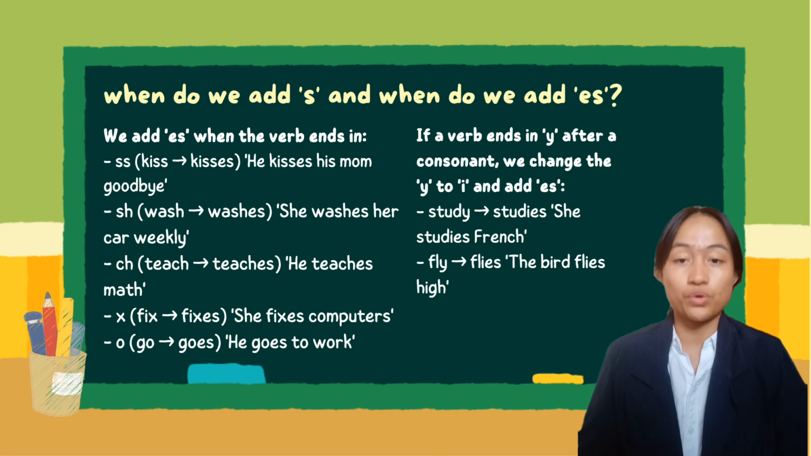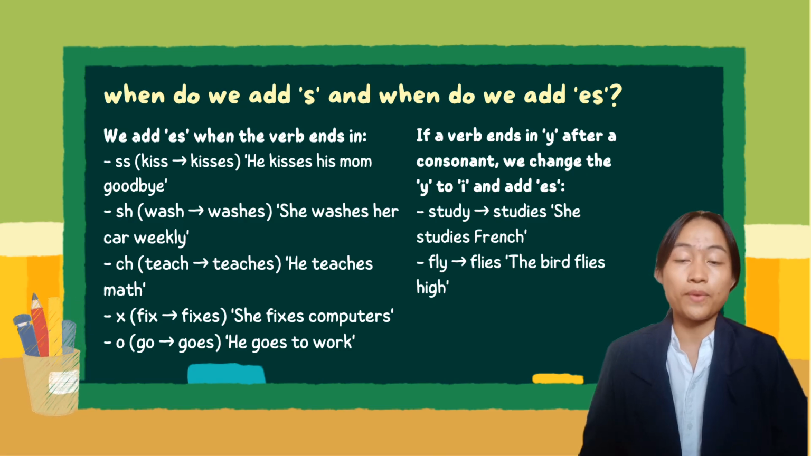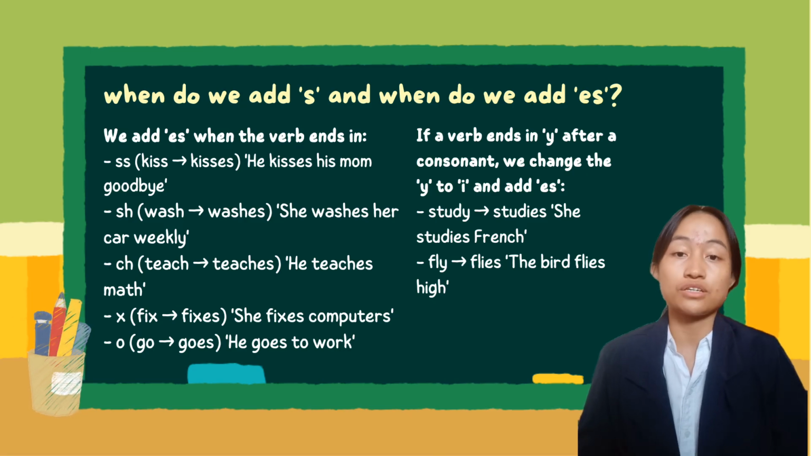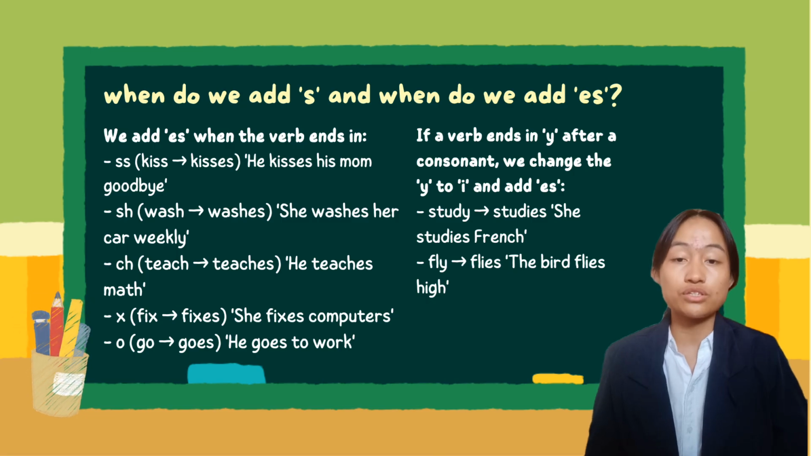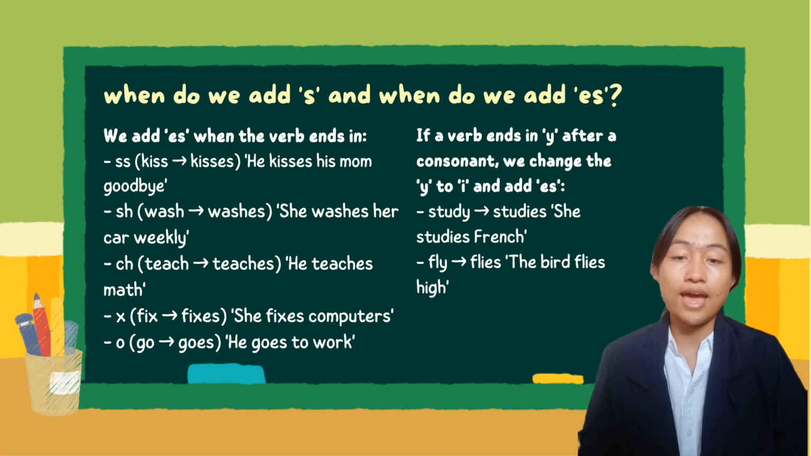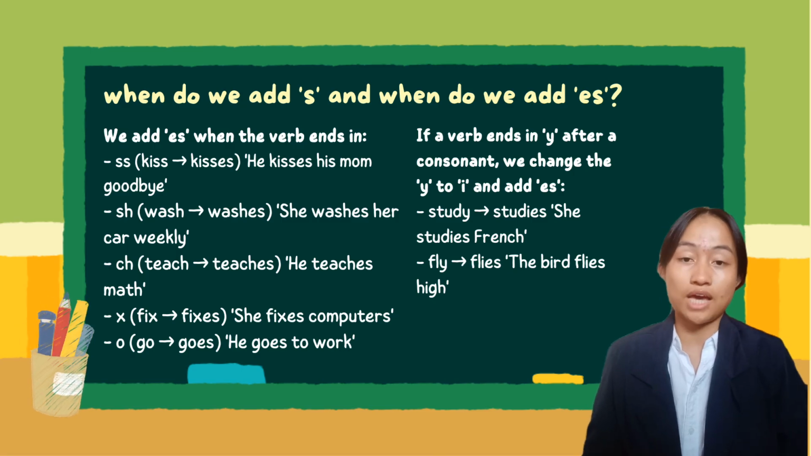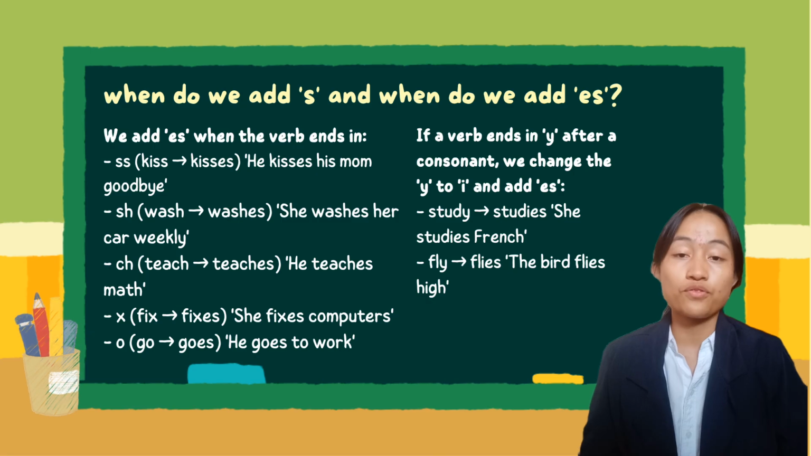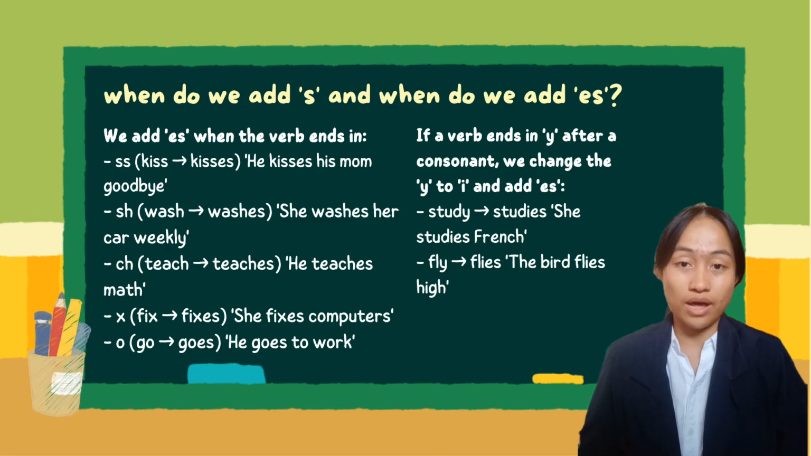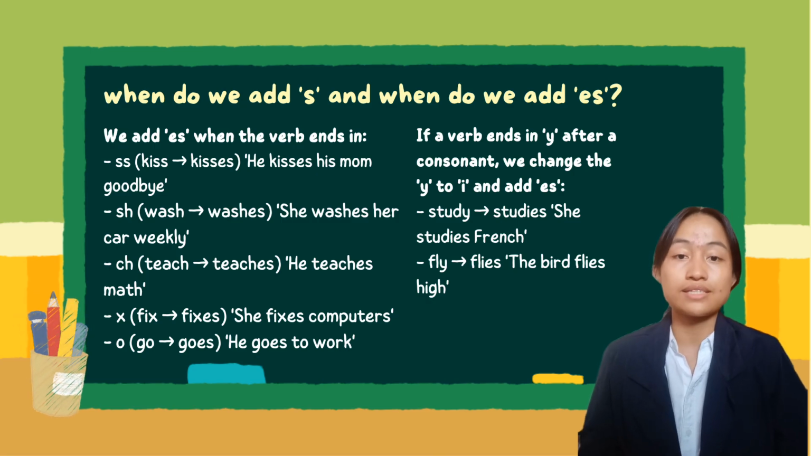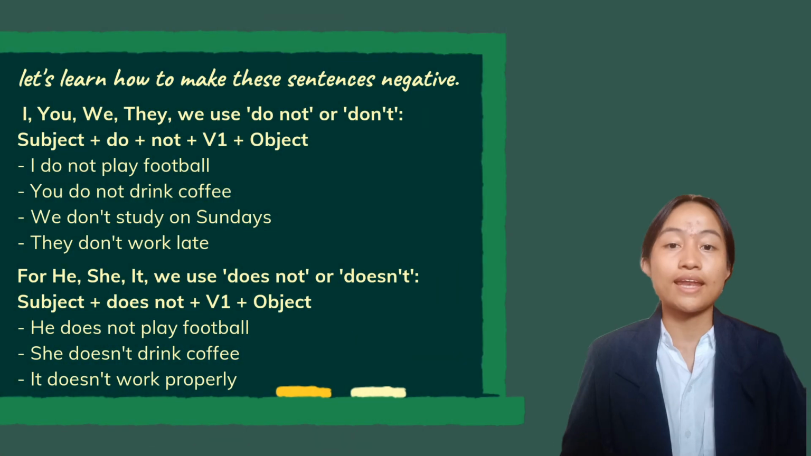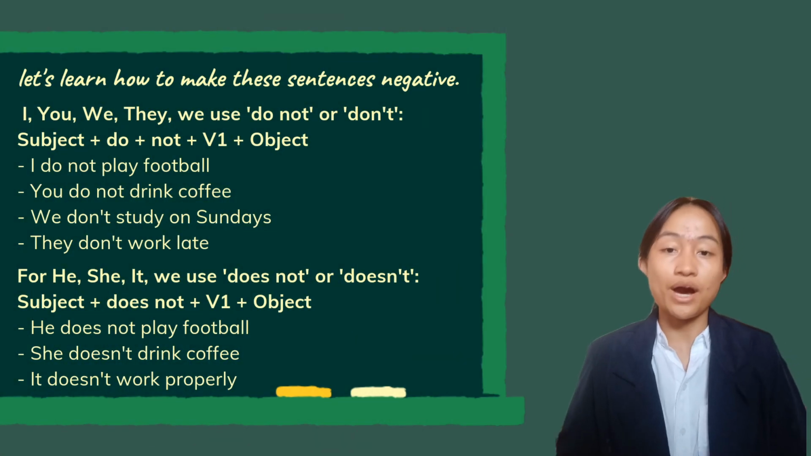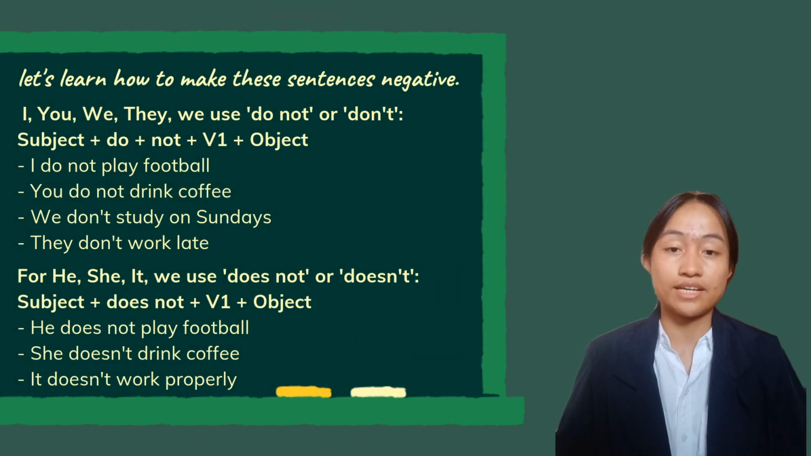He goes to work. If a verb ends in y after a consonant, we change the y to i and add es. For example, study becomes studies. She studies French. Fly becomes flies. The bird flies high.